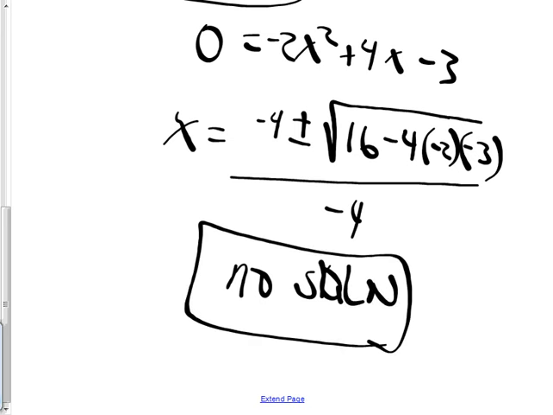If you got this far and then said no solution, yeah. But if all you do is think, I don't think this has an answer, I'm writing no solution. No, no credit.